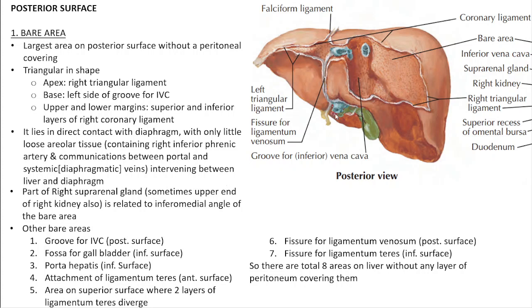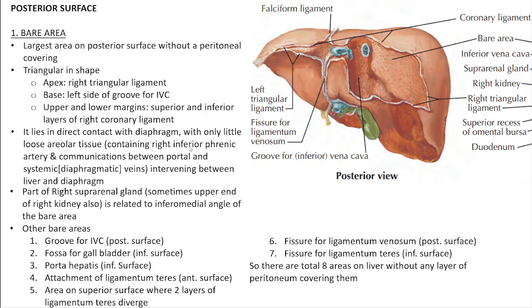Then in the inferomedial part, this part here, some part of the right suprarenal gland is in direct contact with the posterior surface of the liver, sometimes the uppermost part of the kidney. This was the renal impression. So the uppermost part, the upper pole of the right kidney, might also be in direct contact with this inferomedial part of the bare area of the liver.